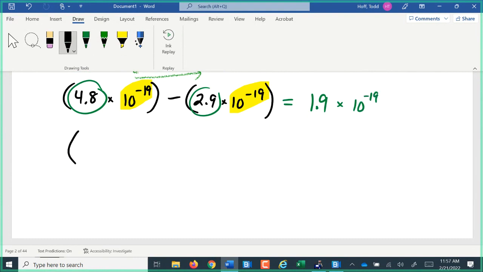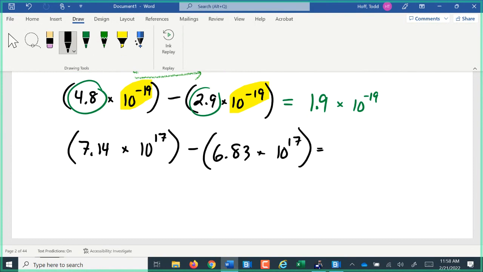Now, once again, this can get complex with our having to adjust powers. We might have something like 7.14 times 10 to the 17th minus 6.83 times 10 to the 17th. Again, we have the same power of 10, 10 to the 17th, so we have the same name. We can go ahead and subtract. 7.14 minus 6.83 is what? 0.31. I keep the same name, 10 to the 17th.